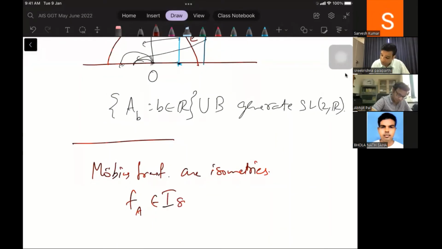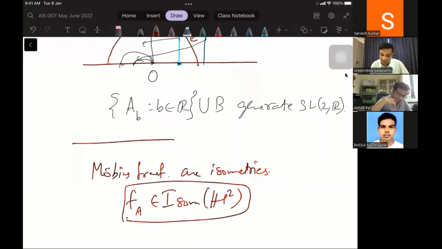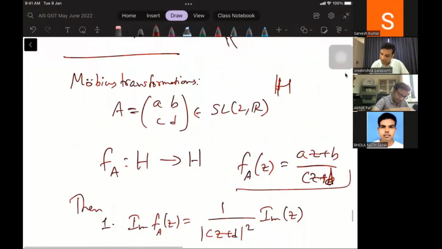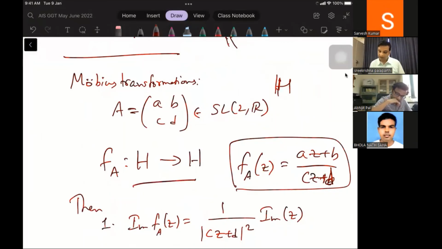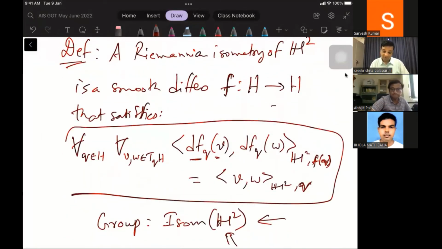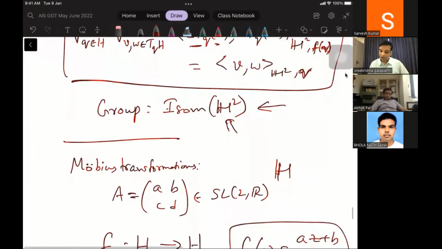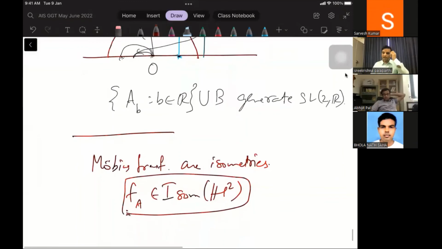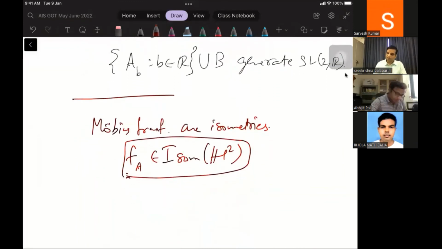So F_A belongs to Isom of H. So you can check that this actually F_A is a map from H to H, defined like this. You can check that this is a smooth map. It's a diffeomorphism from H to H, okay, for any A, and you can actually verify this particular equality. Okay, so compute the differential, and look at how it maps vectors. And so it's an easy exercise in calculus. Okay, so you can actually show that F_A belongs to isometries of H2.